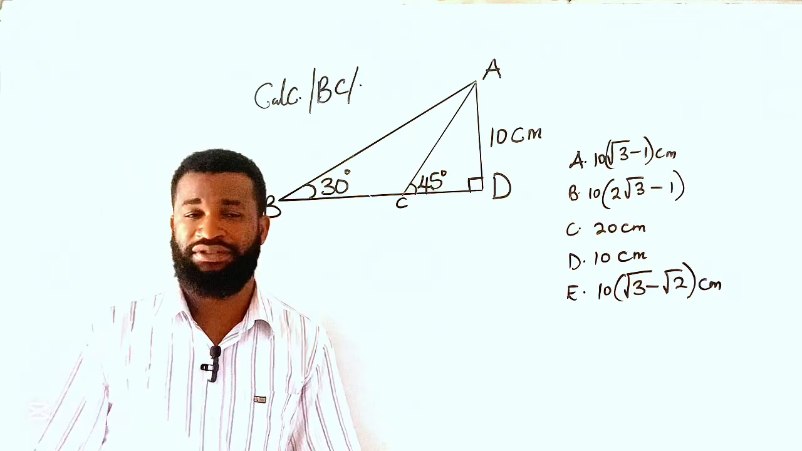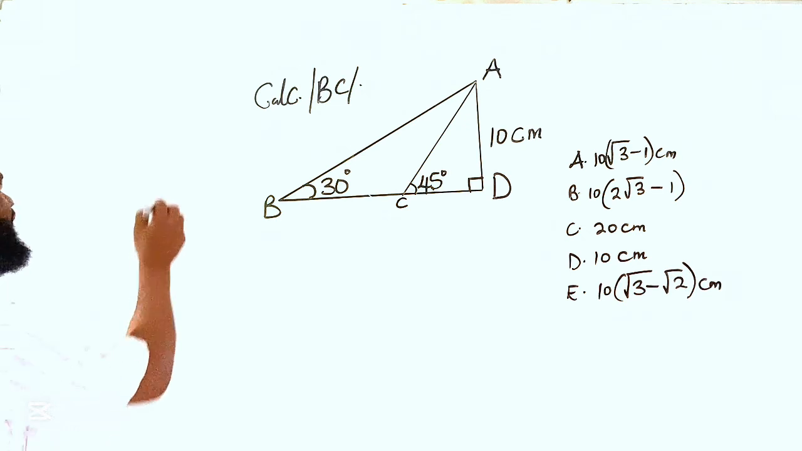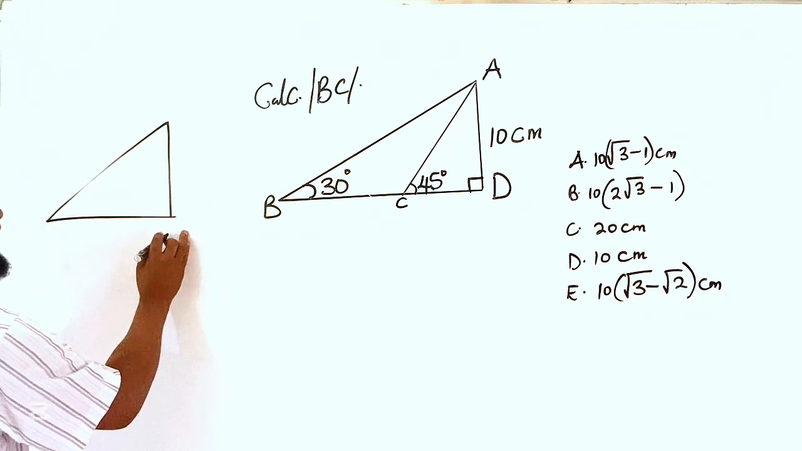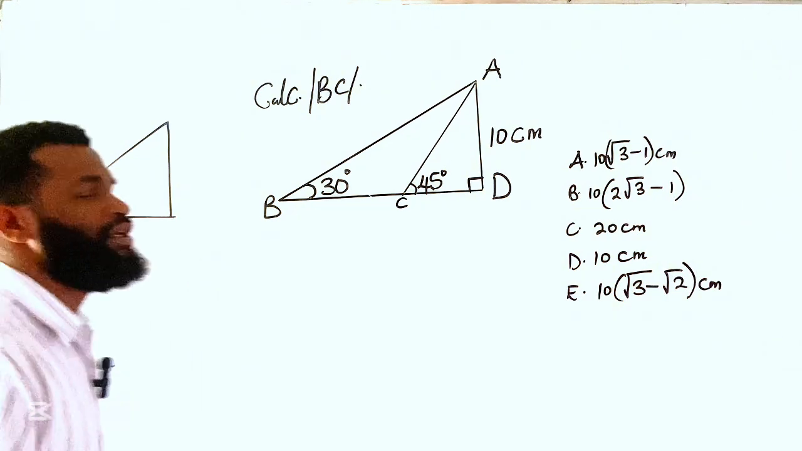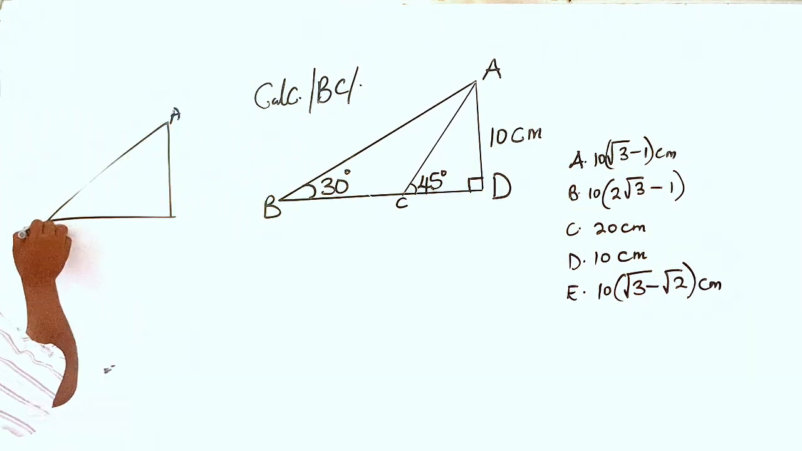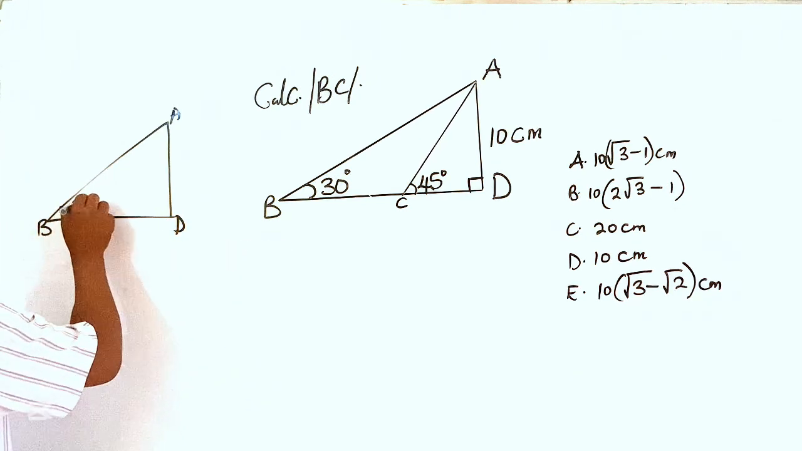So what I will do first is to get the dimensions of those triangles. This is the first triangle, and I'm going to be labeling it. So the first triangle I'm going to have is A, B, D. Now, if you look at this first angle, this is 30 degrees.